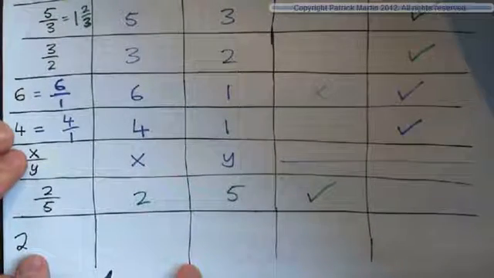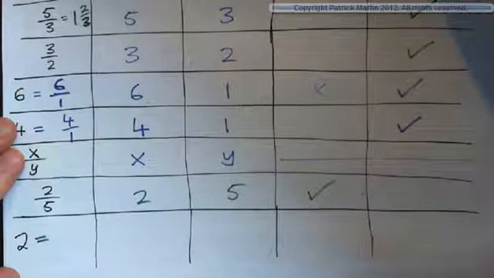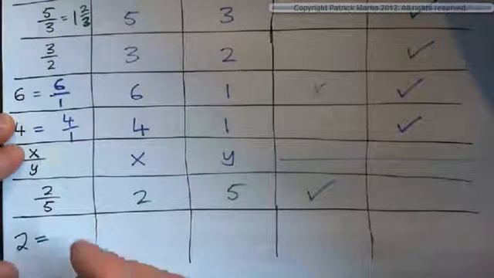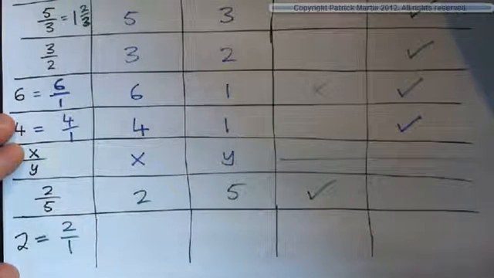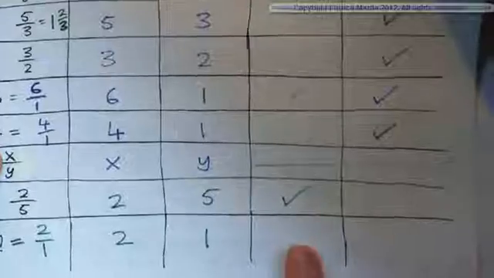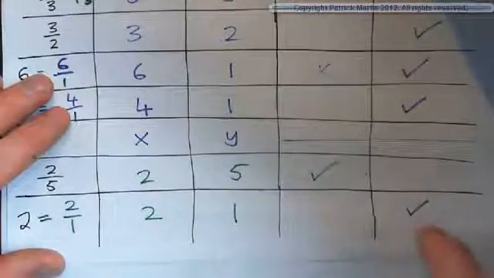Okay, proper fraction. 2, just the number 2. To get the numerator and denominator, first you have to write it as a fraction, right? 2 can be written 2 over 1, right? The numerator is 2, denominator is 1. And is it proper? No, it is in fact improper because the numerator is greater than the denominator. Okay? So that 2 is an improper fraction.